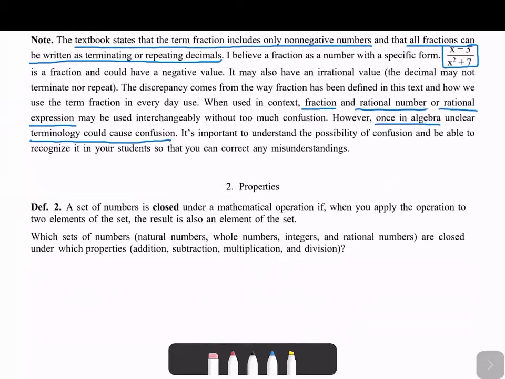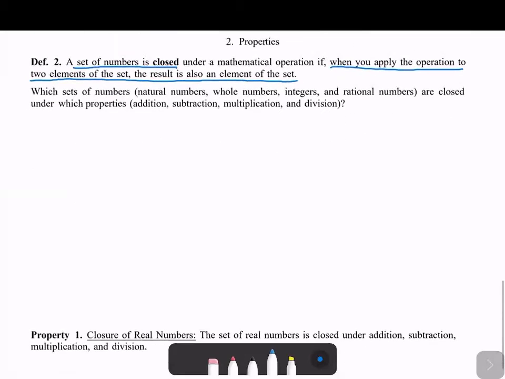So we've talked about a ton of properties, but we're going to introduce another one, saying that a set of numbers is closed under an operation if, when you apply the operation to two elements of the set, the result is still an element of that set. So this is talking about closure. So we want to see which of the numbers that we've talked about, the natural numbers, the whole numbers, the integers, and the rationals, are closed under, sorry, this should say operations, the four main operations that we deal with: addition, subtraction, multiplication, and division.